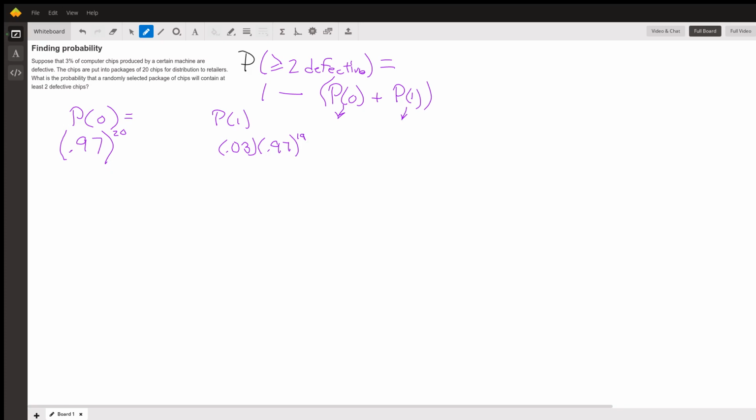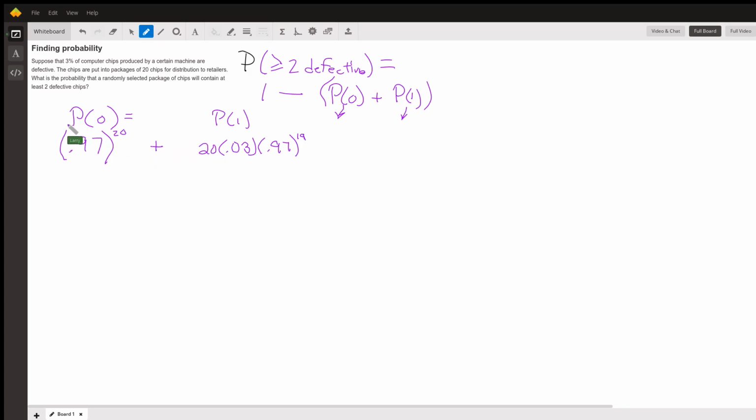The second chip could be defective, in which case it would be this same number for the second chip being defective, the third chip being defective. How many different ways are there to have one chip being defective? Well, the first chip could be defective, the second chip could be defective, and so on, all the way up to 20. There are 20 different ways that could happen. So that is the probability of one chip being defective.